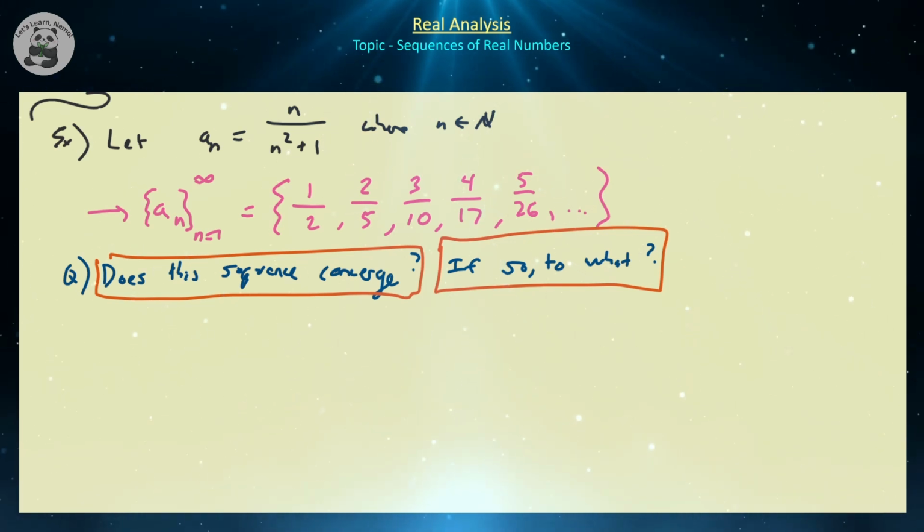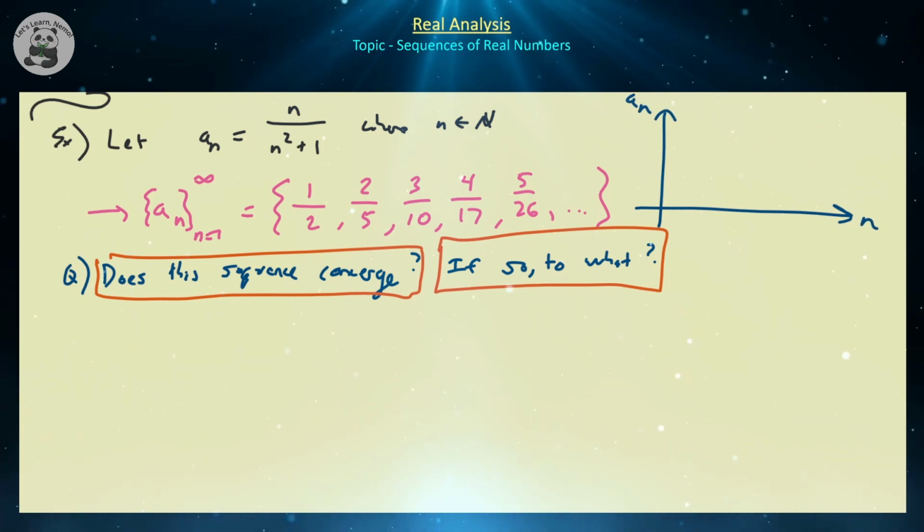Right? So if we look at a couple terms of the sequence and maybe generate a graph of this, so let this axis be n and let this be a_n, notice that when n is equal to 1, for example, we're at 1/2. And then when n is equal to 2, that's going to be 2 divided by 5, which is 0.4. So when we get to there, we're at 0.4.